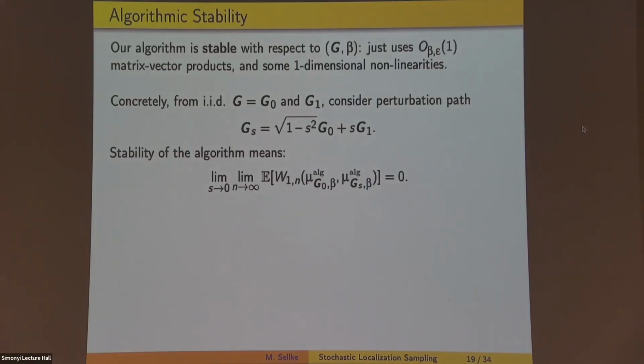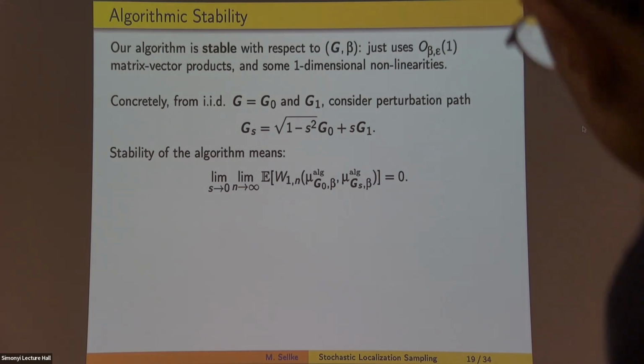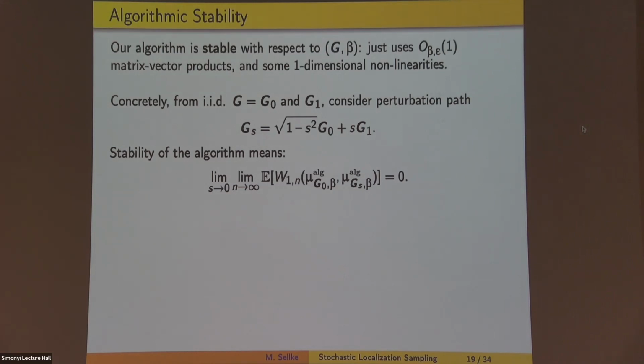Let me make a couple remarks on stability and hardness before getting into the algorithm. The algorithm has some nice properties that give some nice corollaries. The main thing is that it's stable with respect to its input. It takes in this coupling matrix G, as well as the inverse temperature parameter beta, and it's only going to use a constant, depending on beta and epsilon, number of matrix vector products. So this means it's stable.